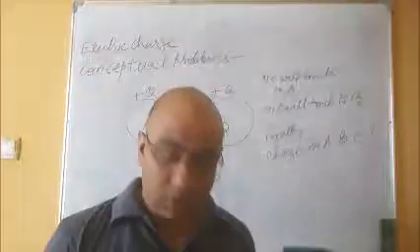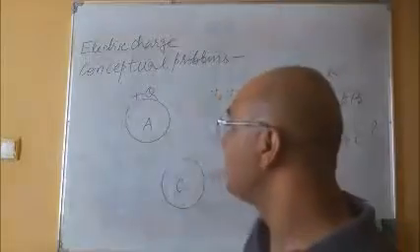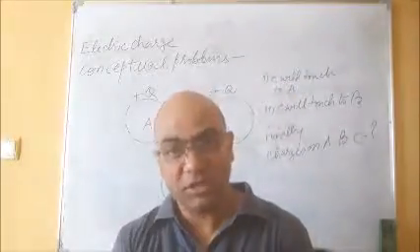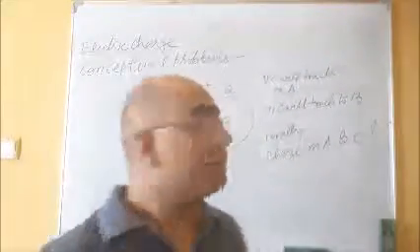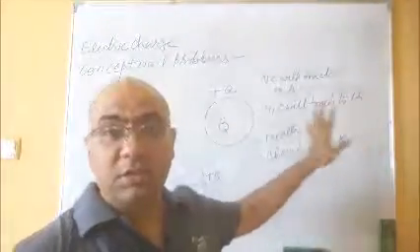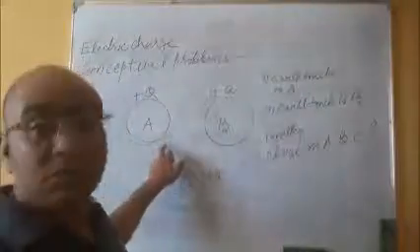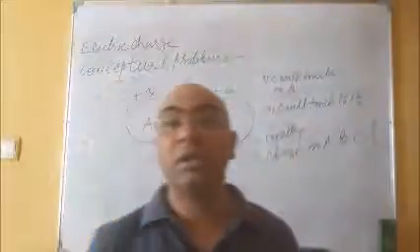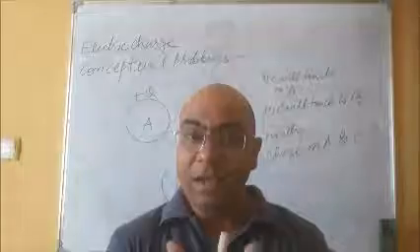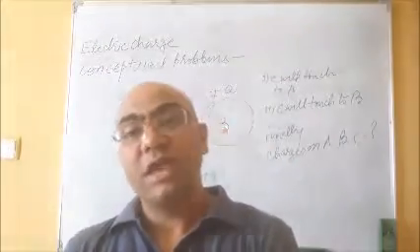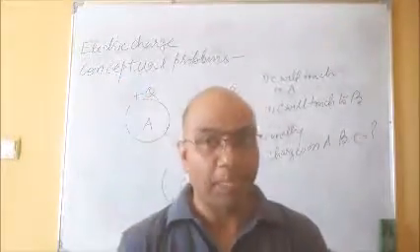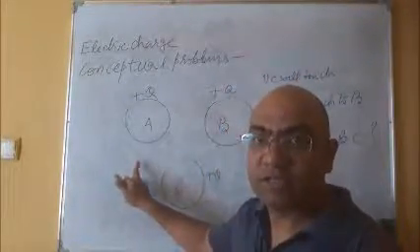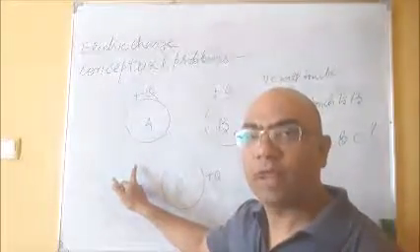Again I am repeating the question. We have three spheres, A, B and C, all having plus Q charge. In the first case, C will touch sphere A and then C will touch sphere B. Then what will be the final value of charge on all three spheres A, B and C? Again the same concept we will apply. This plus Q, what will happen?